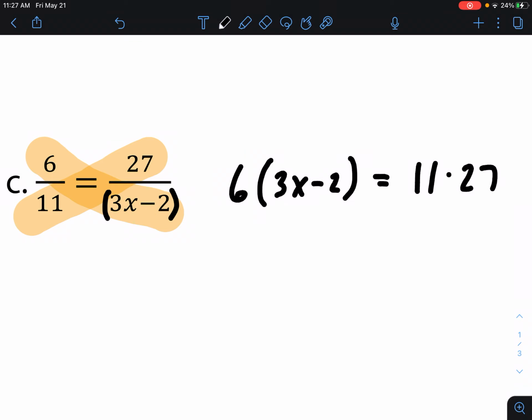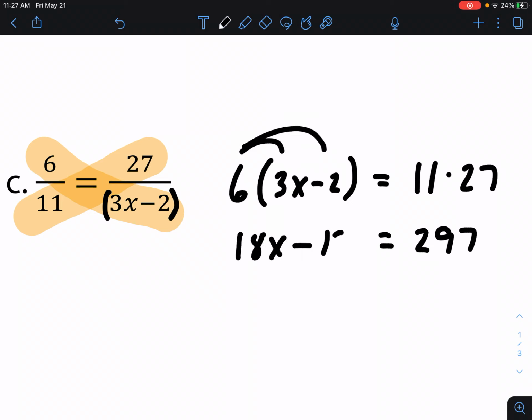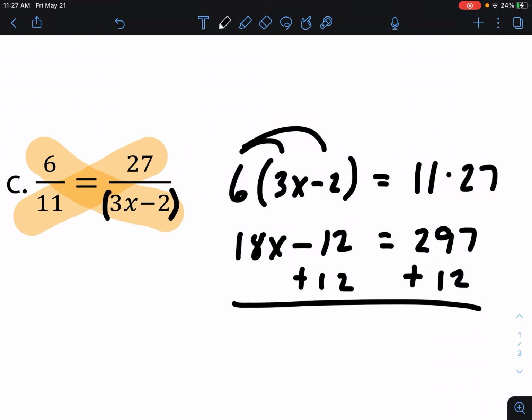So in this case, the numbers end up getting kind of big on the right-hand side. 11 times 27, so that's 297. So I'm going to go ahead and say this is equal to 297. And then I'm going to distribute on the left-hand side. So we have 18x minus 12 equals 297. And then what I'm going to do is add 12 to both sides. And so we have 18x equals 309.